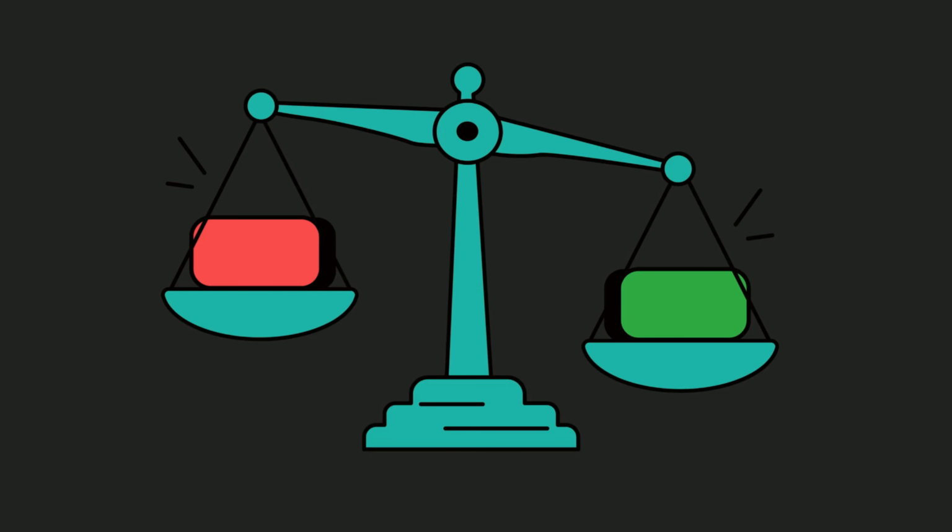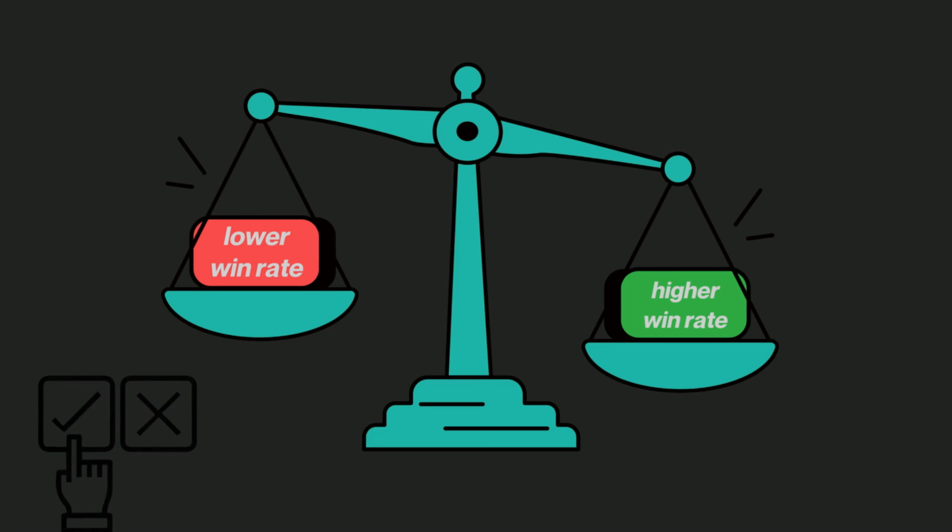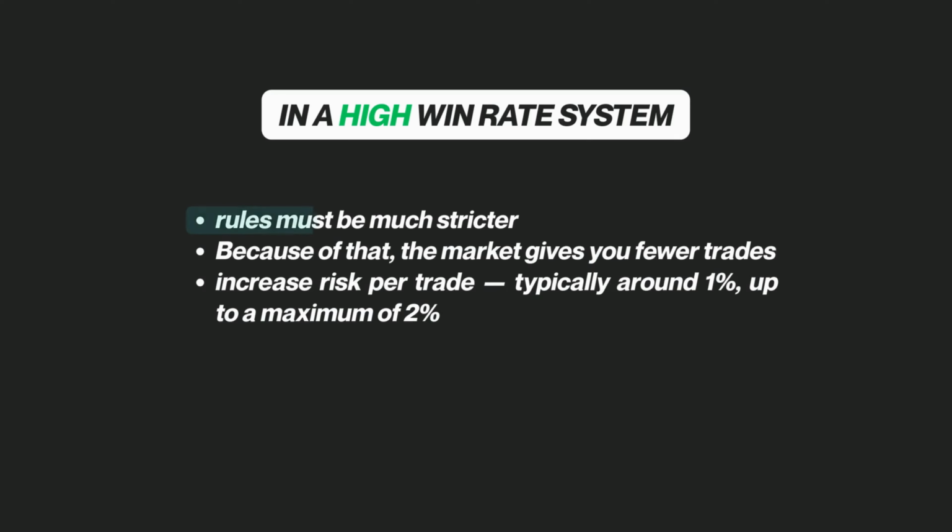One important point I want you to understand is this. Having a high or low win rate is not the real issue. What actually matters is which type of system you can trade comfortably and consistently. In a high win rate system, your rules must be much stricter. Because of that, the market gives you fewer trades. To make this approach worthwhile, traders usually increase risk per trade, typically around 1%, up to a maximum of 2%.